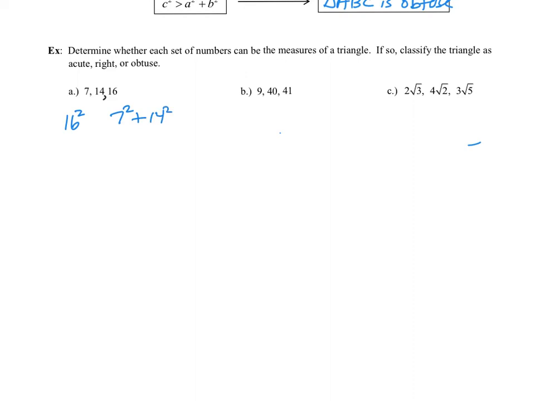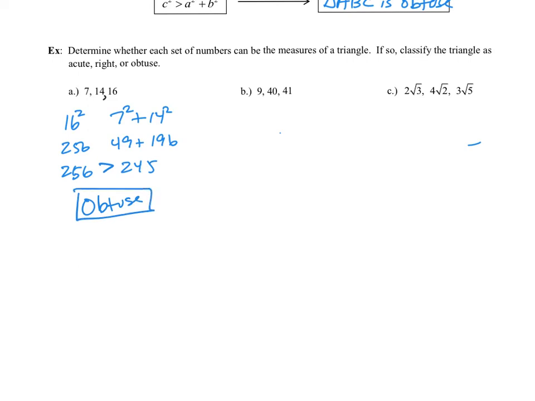So 16 squared is 256, and 7 squared is 49, and 14 squared is 196. If you add 49 and 196 together, you get 245. Okay, so notice that the biggest side squared is 256. The sum of the squares of the other two sides is 245. So the biggest side squared is larger than the sum of the squares of the other two sides. So we can conclude that this triangle is obtuse.